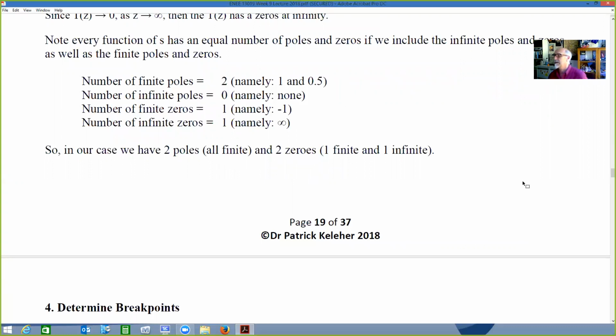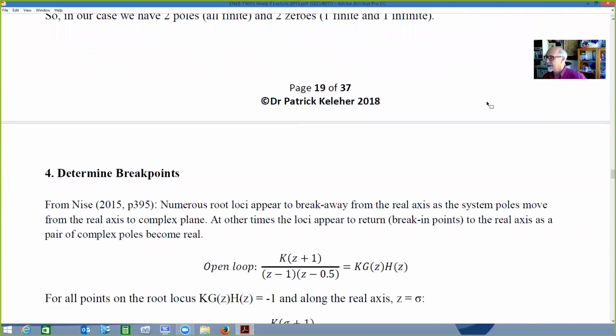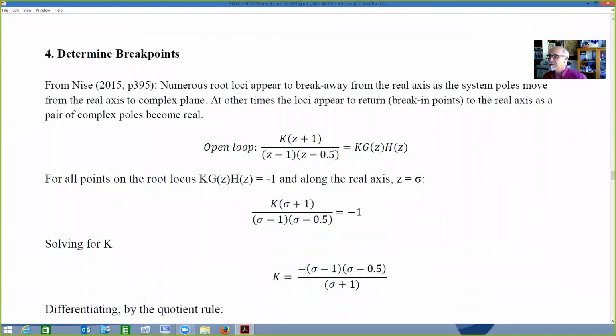So we figured out that the number of finite poles equals 2, namely 1 and 0.5. The number of infinite poles is 0. We don't have any. The number of finite zeros is 1, at -1. And the number of infinite zeros is 1, because that occurs at infinity. So in our case, we have 2 poles, all are finite, and 2 zeros, 1 is finite and 1 is infinite. Determine your breakpoints, just like we've done beforehand.